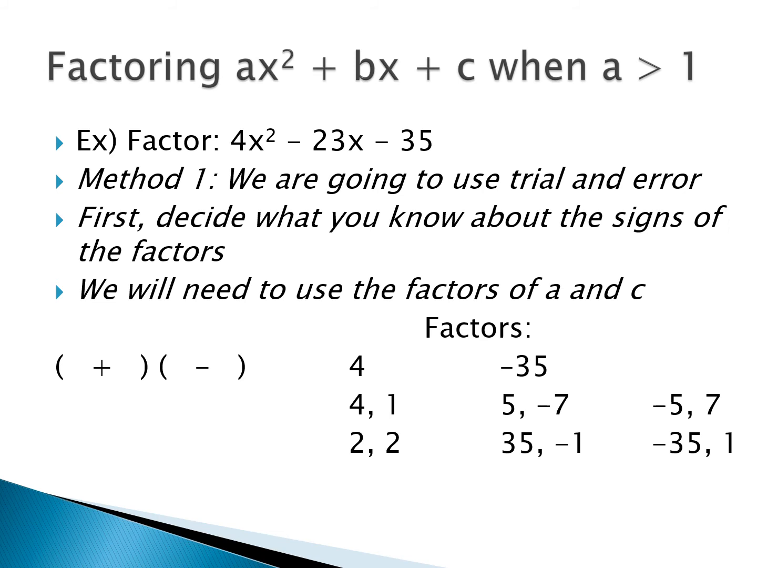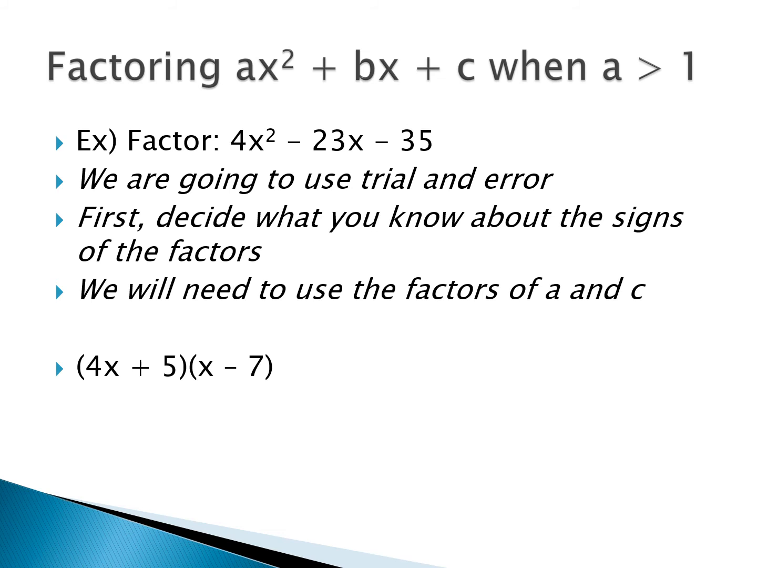Luckily, there's not too many pairs that I can see, and I would really just play around with them and see which one works to, when I FOIL it out, give us my middle term of negative 23x. My answer here, when I did that, was 4x plus 5 and x minus 7.